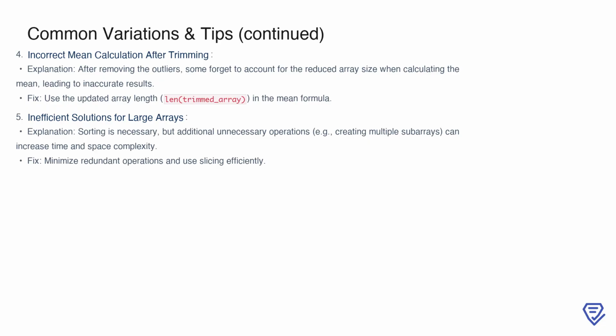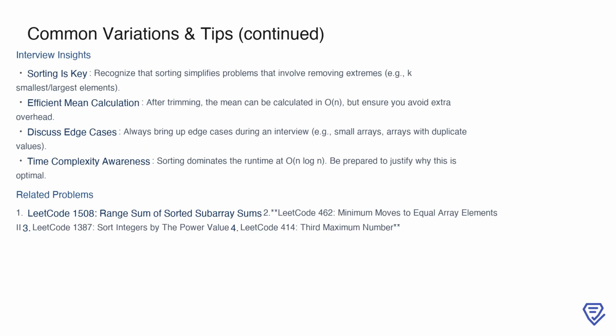Additionally, for large arrays, inefficiency in your solution can become a problem. While sorting is necessary, performing extra operations like repeatedly creating subarrays can significantly increase time and space complexity. To optimize, minimize redundant steps and use techniques like slicing effectively to trim and process the array in place whenever possible. In interviews, focus on key strategies to tackle this type of problem efficiently.